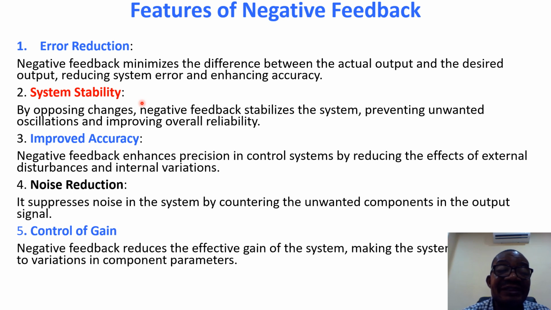By opposing changes, negative feedback stabilizes the system, preventing unwanted oscillations and improving overall reliability. Also, negative feedback enhances precision in control systems by reducing the effects of external disturbances and internal variations. Negative feedback helps in noise reduction. It suppresses noise in the system by countering the unwanted components in the output signal.